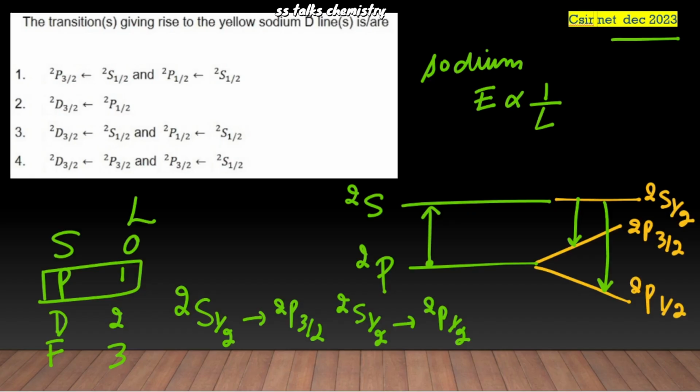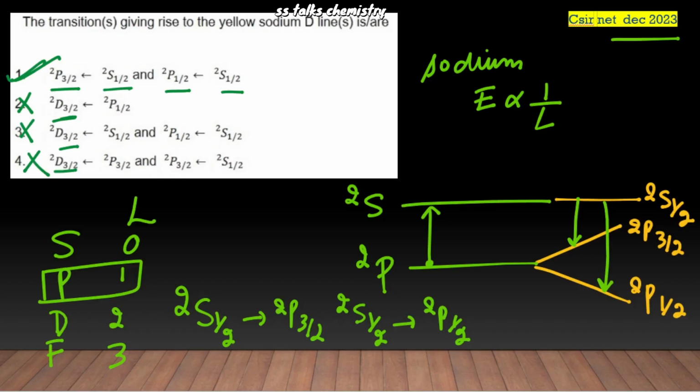Now from the options, 2S1/2 to 2P3/2 and 2S1/2 to 2P1/2, option first one only is the right answer. Next, you can see it is saying the D levels in rest three have been included. It is not present in the sodium spectra that you obtain.